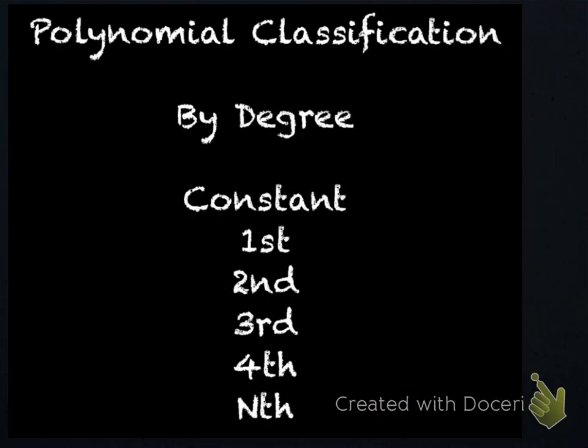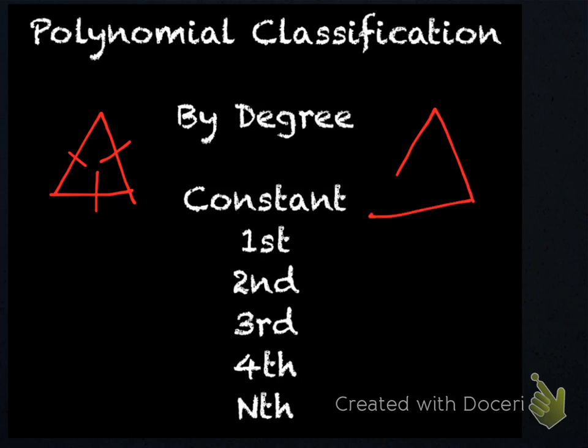Next. Polynomial classification by degree. Okay. Well, remember triangles, you can classify them by their sides, but you can also classify them by their angles. For example, you could have an equilateral triangle. That means that all of its sides are equal, right? But then you could go further and classify a triangle by the actual measure of its degrees.